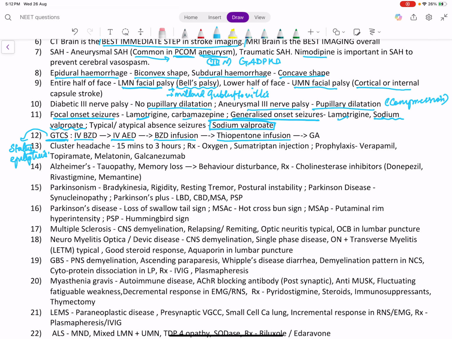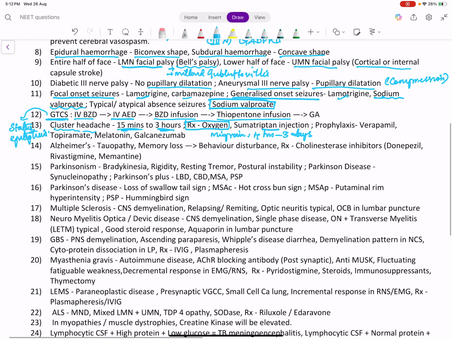About headaches, one important type is cluster headache. It lasts for 15 minutes to 3 hours. Timing is important because in migraine, the duration is 4 hours to 3 days. In cluster headache, it is 15 minutes to 3 hours. Treatment is oxygen and sumatriptan injection. Prophylaxis is by verapamil, topiramate, melatonin, and galcanezumab, which is a monoclonal antibody against calcitonin gene-related peptide.